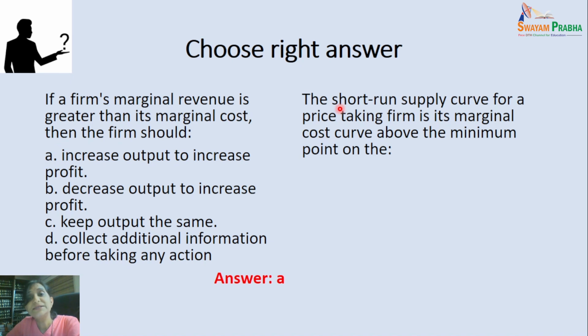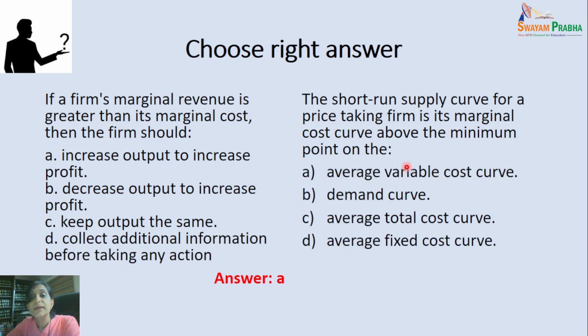Now, just a small assessment on your supply curve. The short-run supply curve for a price-taking firm, that is a firm which takes the price from the market, is its marginal cost curve above the minimum point on what? Average variable cost, demand curve, average total cost curve, or average fixed cost? Which curve's minimum point do we see when we want to derive the short-run supply curve? That is the average variable cost curve.